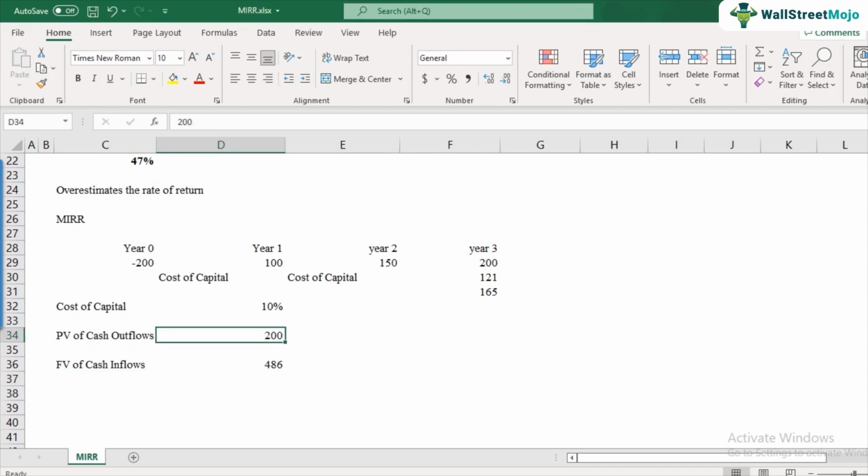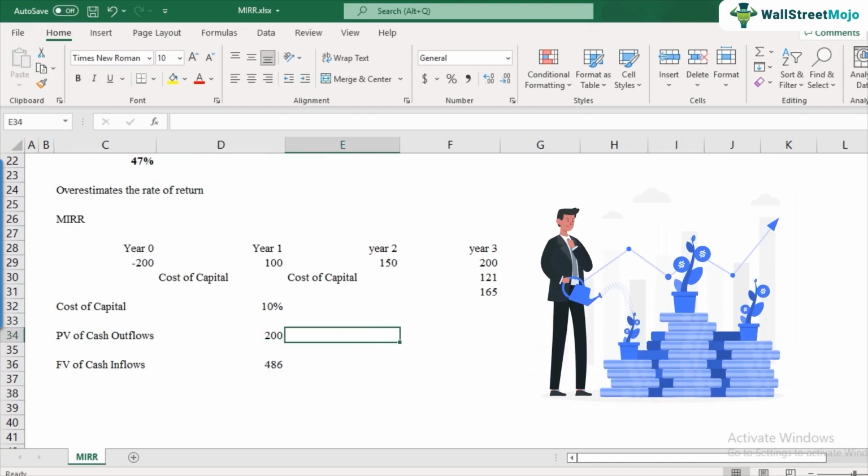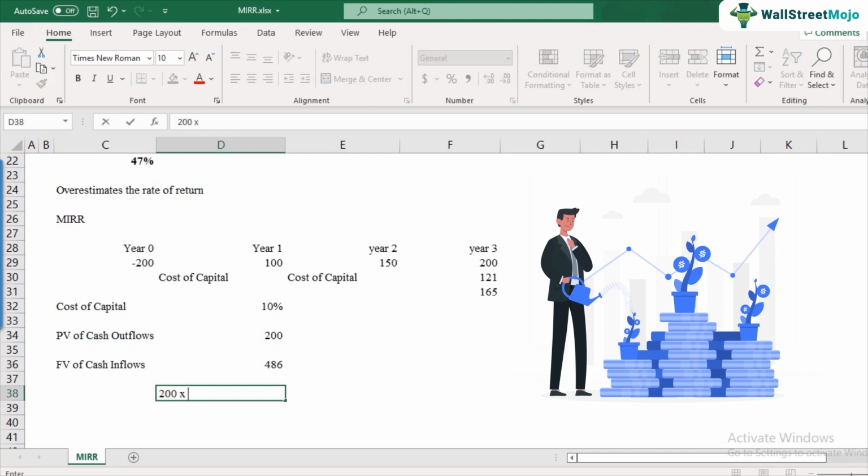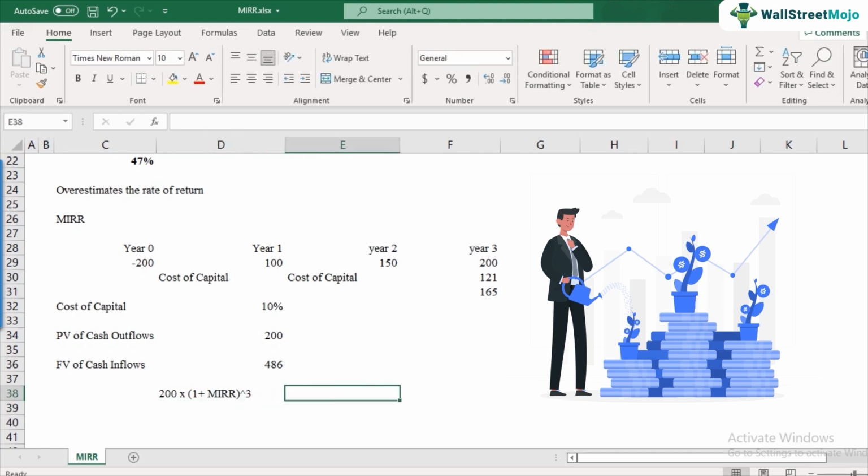So how are these two related, 200 and 486? Basically, what's happening here is that 200 is growing at the rate of MIRR every year. That is, it's getting compounded every year at the rate of MIRR, and it becomes 486 at the end of the third year. So the equation becomes something like this: 200 multiplied by 1 plus your MIRR, or the modified internal rate of return. And since there are 3 years from year 0, right? 1, 2, and 3. So it becomes to the power of 3. So this will be equal to 486. That's what we found, right?